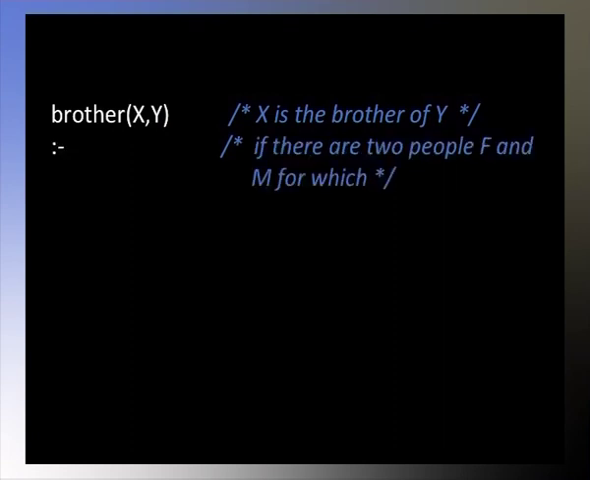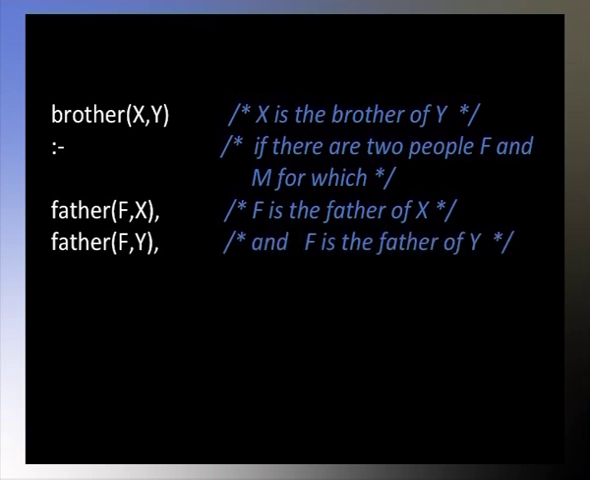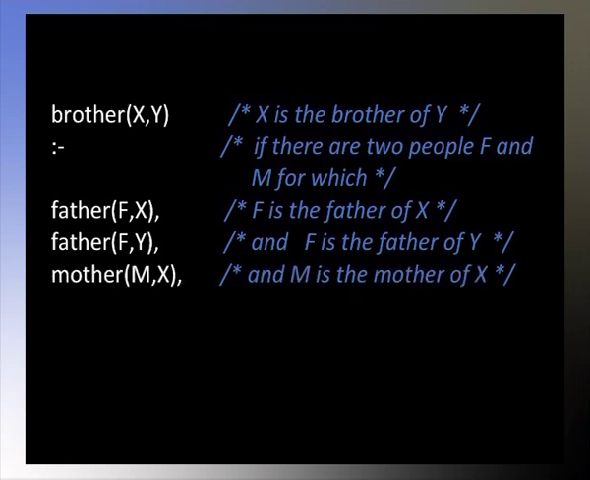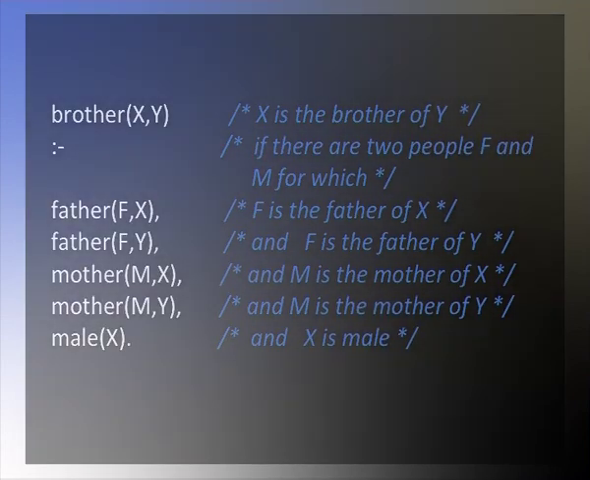There are two people f and m, for which father(f, x), that is, f is father of x, father(f, y), that is, f is father of y also, mother(m, x), that is, m is mother of x, and mother(m, y), that is, m is mother of y. Last is male(x), that is, x is male.